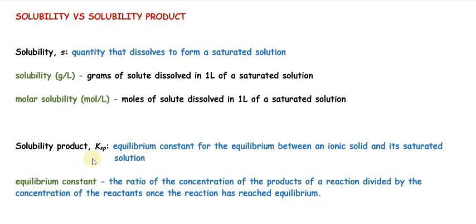The solubility product constant, the Ksp, is the equilibrium constant for the equilibrium between an ionic solid and its saturated solution. Just as with acid-base equilibria, we can describe the concentration of ions in equilibrium with an ionic solid using an equilibrium constant expression. So the equilibrium constant is the ratio of the concentration of the products of a reaction divided by the concentration of the reactants once the reaction has reached equilibrium.